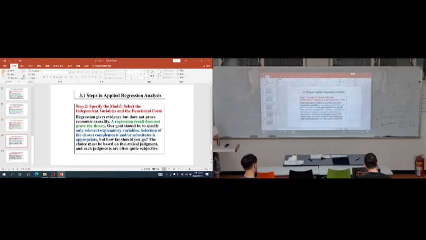Okay? All right? This is what I really wanted to mention: regression gives the evidence, but does not prove economic causality. And also, a regression result does not prove the theory. Therefore, our goal should be to specify only relevant explanatory variables, okay? And the selection of the close complements or the substitutes is appropriate. But how far should you go? The choice must be based on a theoretical judgment, and such judgments are often quite subjective.